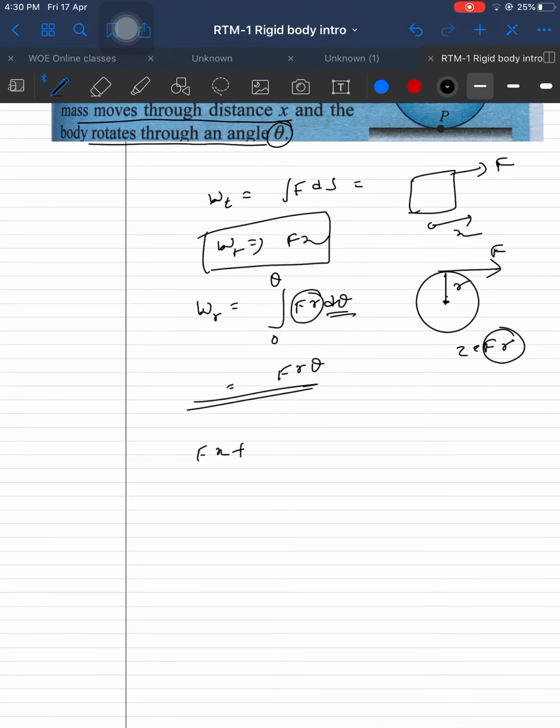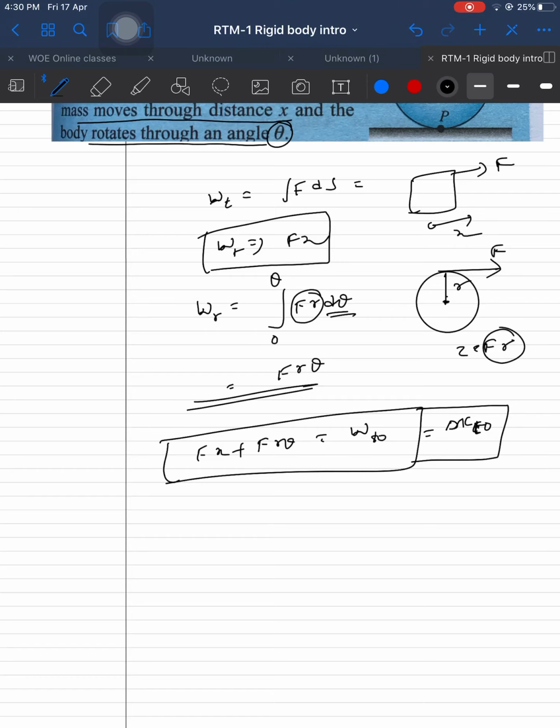Fx plus Fr theta is the total work done. This total work done leads to the total change in kinetic energy. When you are applying the work energy theorem, the total energy change is the kinetic energy change. Understand? Let's see another question.